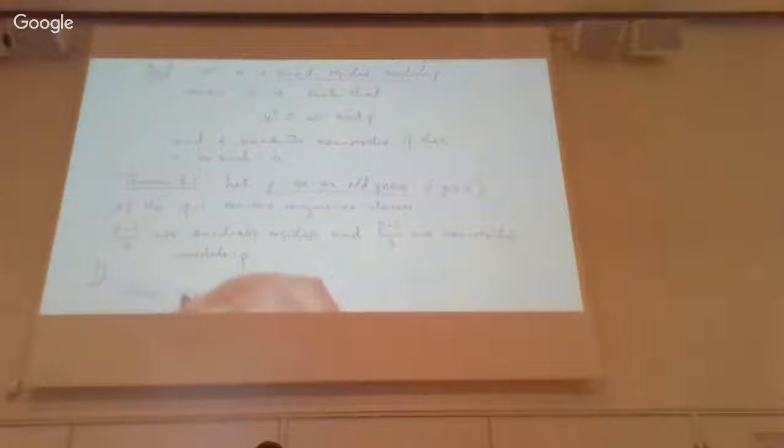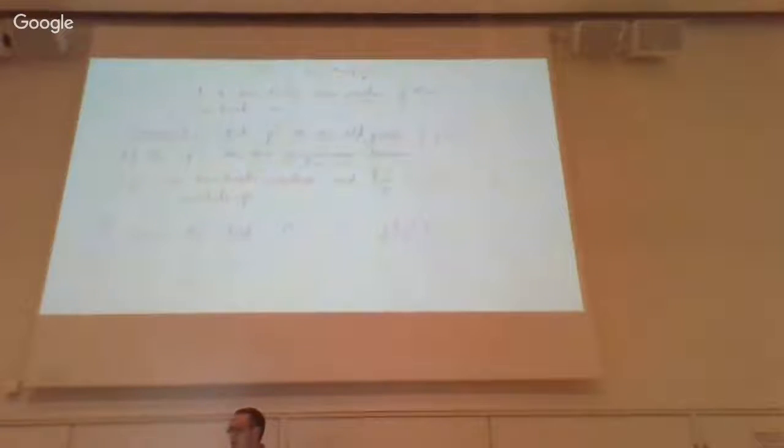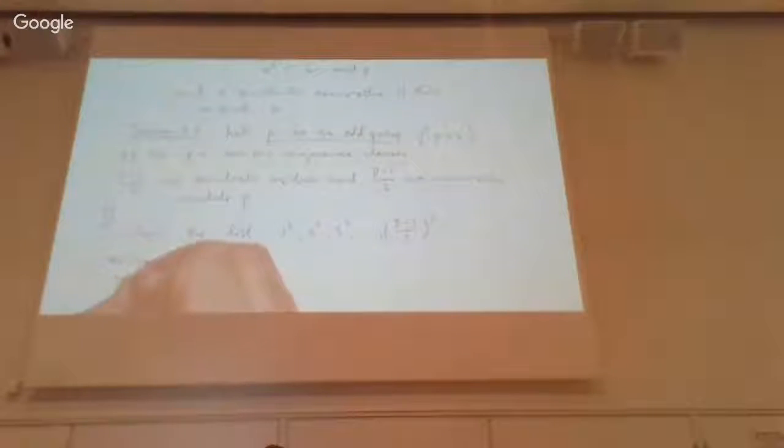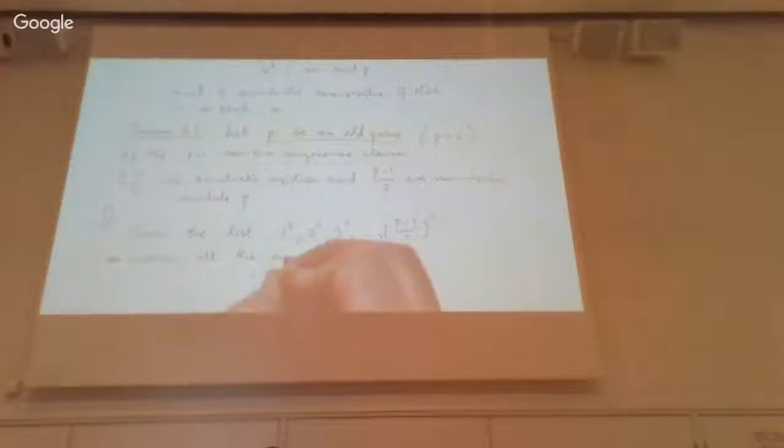So first of all, we claim the list: we're going to square 1, we're going to square 2, we're going to square 3, etc., all the way up as far as p minus 1 over 2. We claim that this list contains all the quadratic residues.